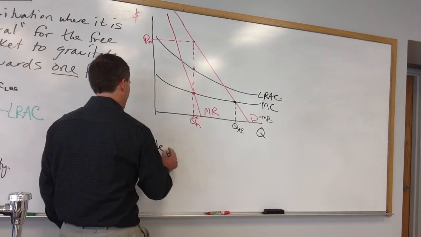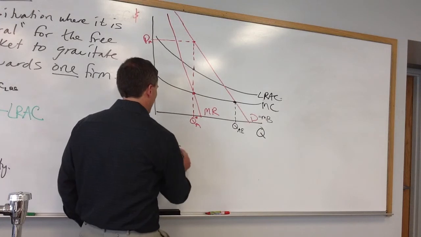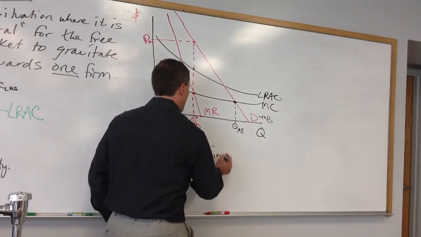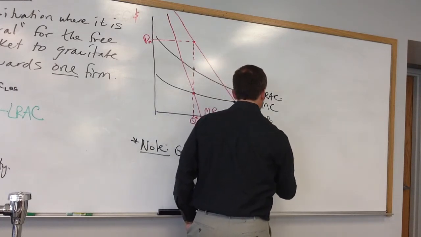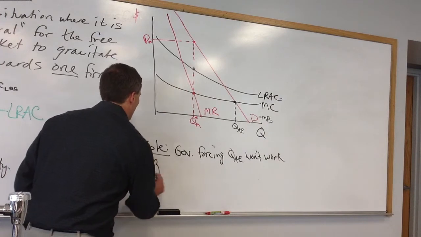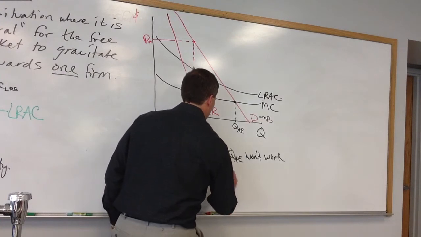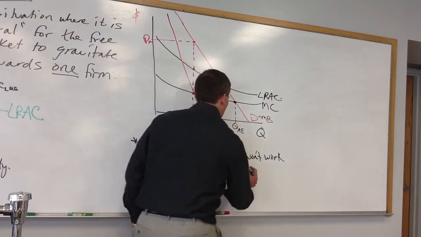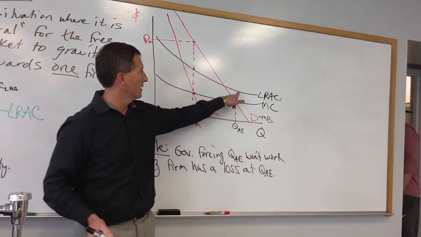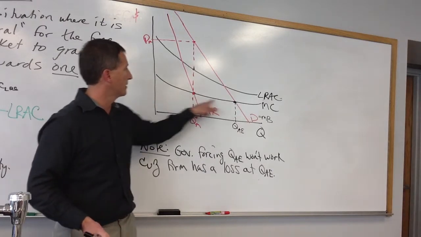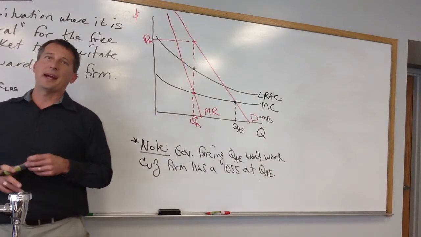So note, forcing, let me write this out a little more carefully. The government forcing QAE won't work, because the firm has a loss at QAE. The average cost of production is higher than the price people would be paying at QAE. So, back to the drawing board.